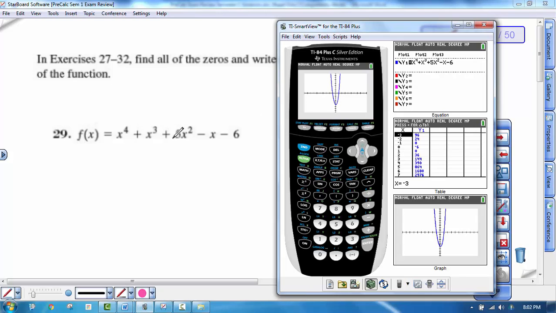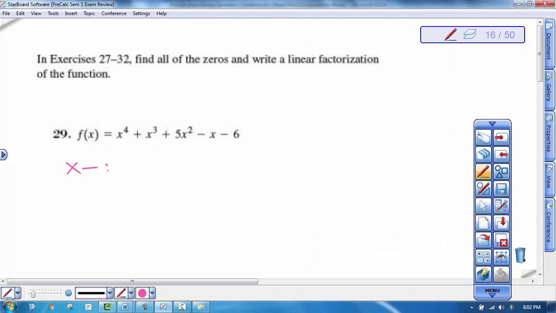Now we could use the rational zeros theorem as well if we didn't have a calculator, and we would have taken ratios of the leading coefficient divided by the last, and we could find, as you plug these in, 1 and negative 1 would give you the zeros. That means that two of our factors are x minus 1, x plus 1.